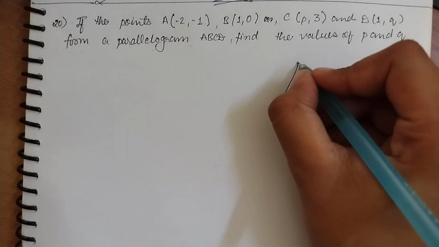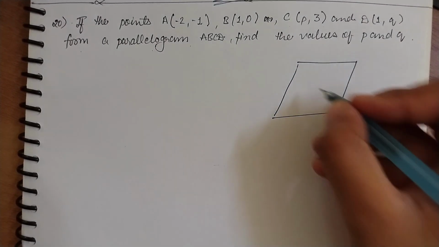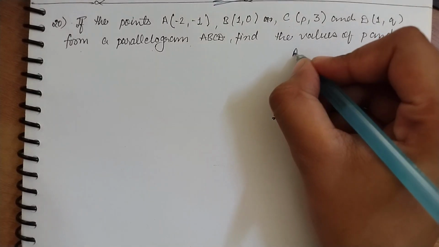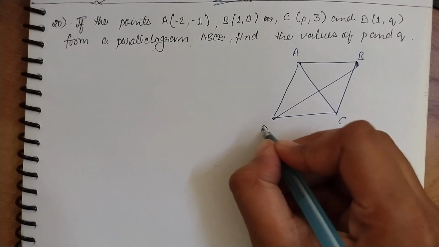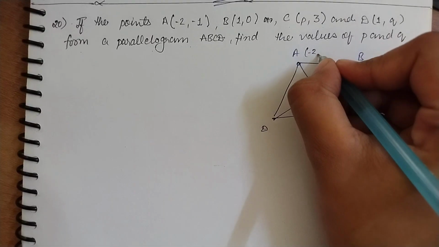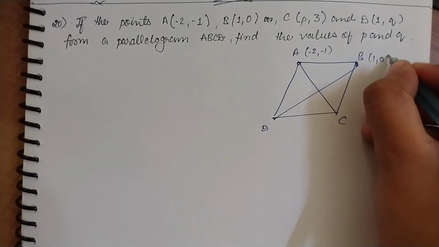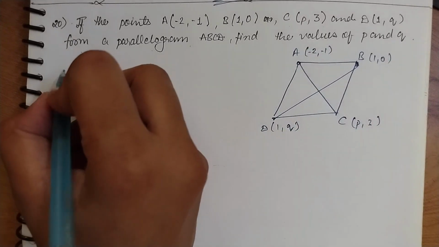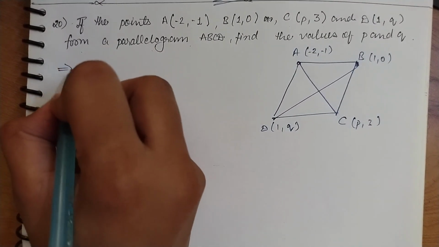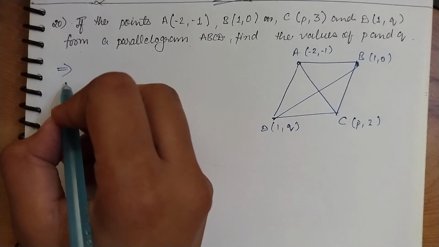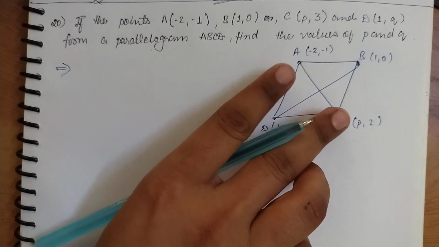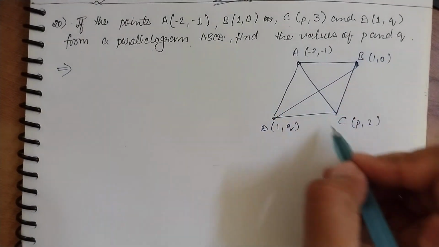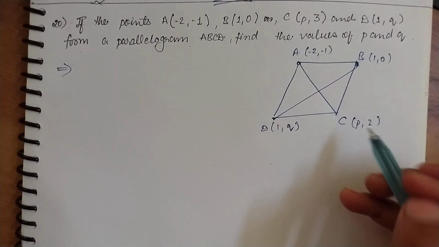So we know this is the parallelogram here, like this, and points A, B, C, D are these. If we write point A as minus 2 minus 1, B as 1 comma 0, C as P comma 3 and D as 1 comma Q, then from that we can find the values of P and Q. So simply, as the midpoints of the diagonals of a parallelogram meet at the same point, the diagonals' midpoints will be the same, and hence from that we can find the values of Q and P.